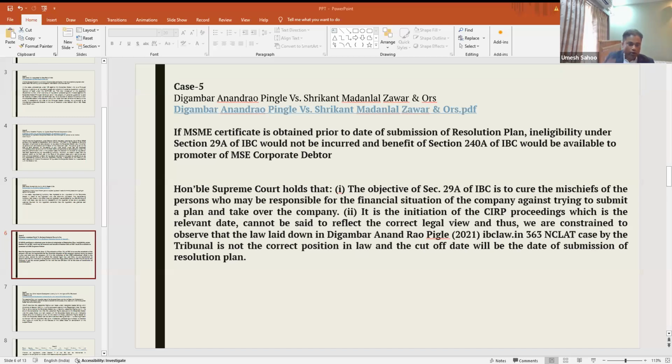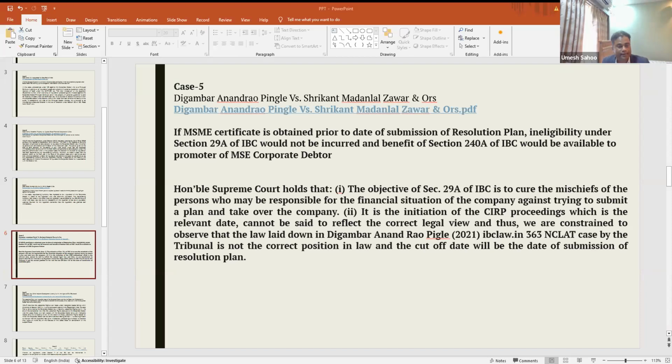The motto or principle of the IBC is to revive or rescue the corporate debtor from the previous management. If a suspended director, without the knowledge of the RP or IRP, makes an application for an MSME certificate and comes saying that we have an MSME certificate, we will get the benefit under Section 240A, whatever the benefits, like the ineligibility under the 29A clauses.